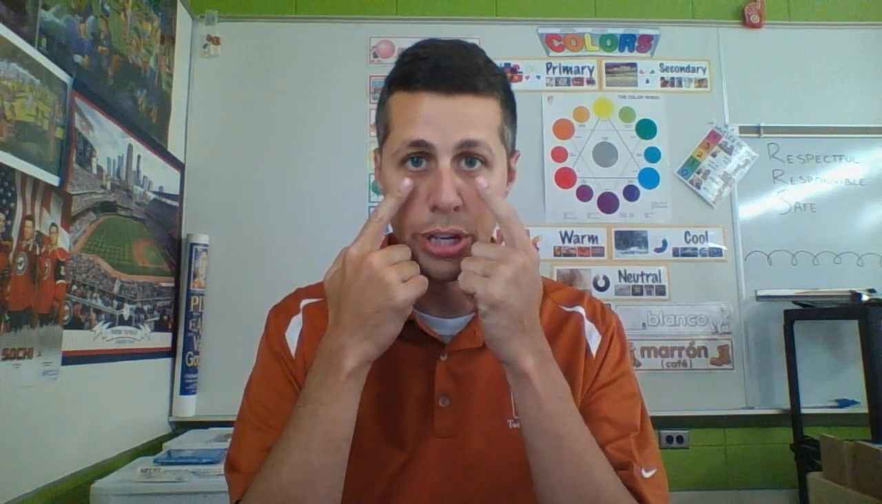The next one is color, and we point to our eyes because everyone's eyes have color. We could point to our shirt that has color on it too, but it's easier to point to our eyes. We all know that our eyes have color. Once again, it goes line, shape, color.